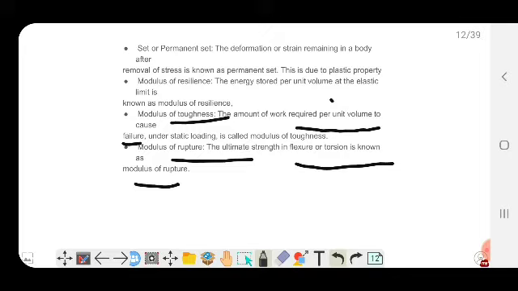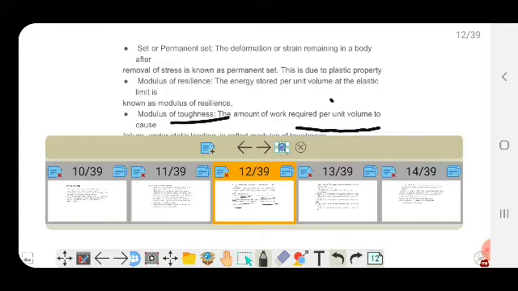The modulus of toughness is the amount of work required per unit volume to cause failure. That means the area of the stress strain graph up to failure, under static loading. Then modulus of rupture is the stress corresponding to flexure or torsion.